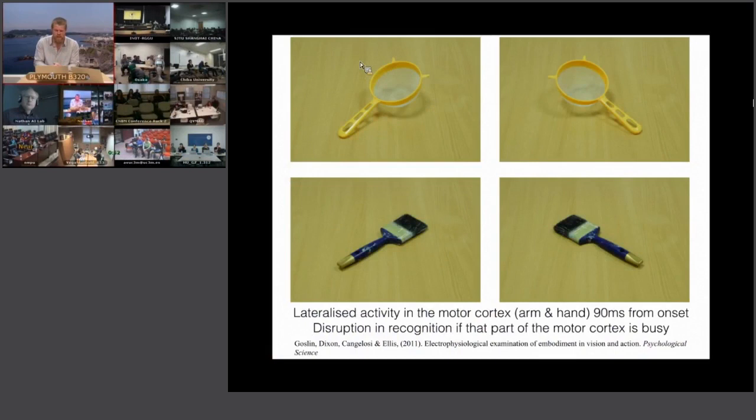Another nice bit of evidence comes from experiments by Jeremy Goslin. And he was conducting psychology experiments with patients in an EEG scanner. And he noticed something a little bit unexpected, and so started focusing on that. So he'd show people pictures like this. So they'd only see one of these pictures at a time. And what he found was lateralized activity in the motor cortex that would control the arm and hand, 90 milliseconds from onset. So 90 milliseconds after the image appears, you've got activity in the motor cortex controlling the arm that would pick the object up.